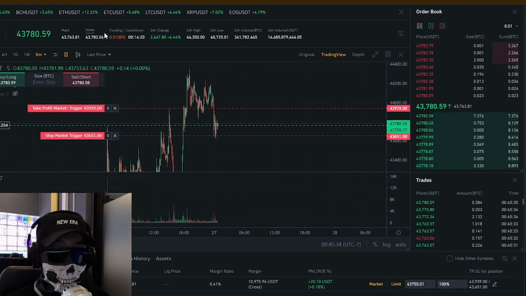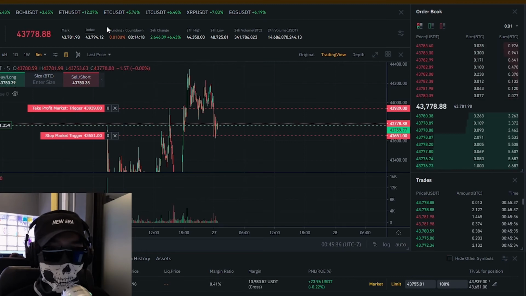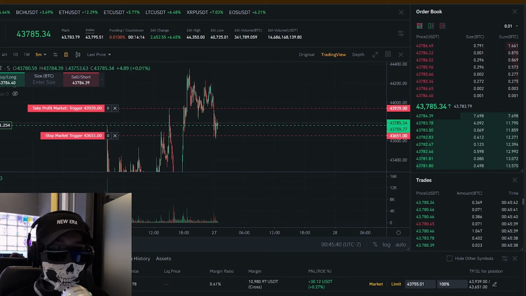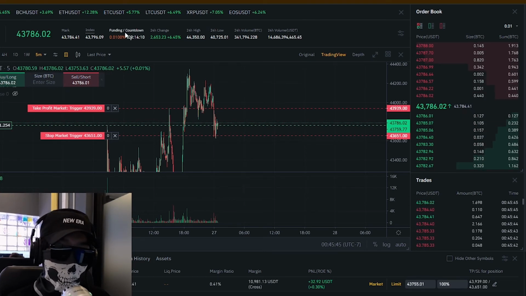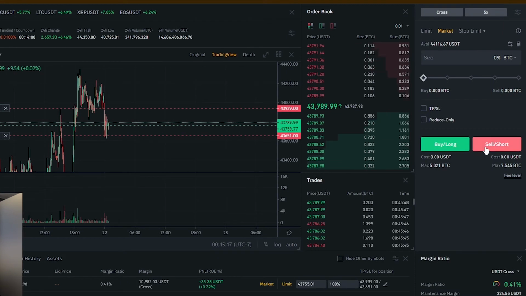Now let's go over a couple of things here on the top. Funding is basically the amount you're going to be paying per hour. Depending on the ratio between the people who are short and long, the funding could be positive or negative. As you can see over here, you can also go short. And short basically means that you're betting that the market is going down.